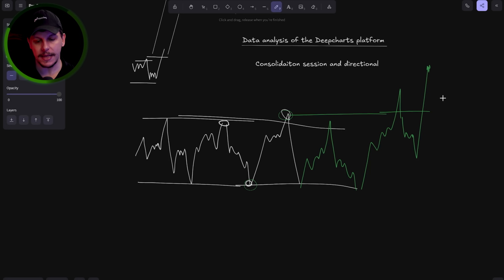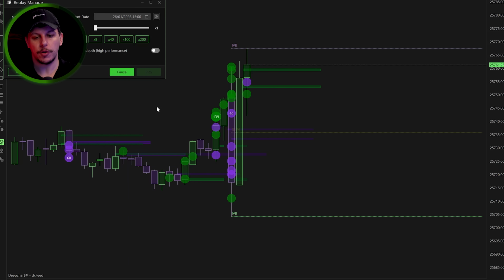And this is what we built with the Deep Charts team. Now let's go to the platform and I'll show you how this works in action. Okay, now we are in the backtesting mode of Deep Charts.